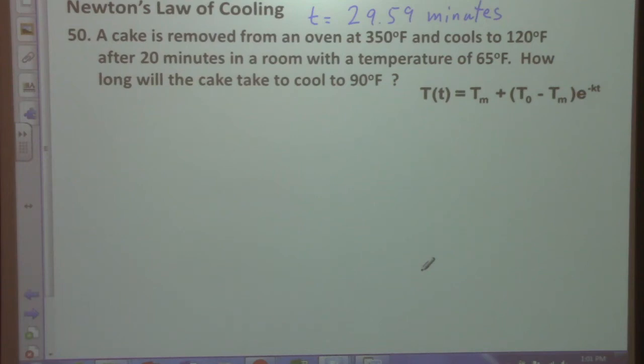Has anybody got to the answer yet? Almost. Just about. What you're going to find on your test Wednesday after next is a Newton's law of cooling problem, but it's going to be a lot easier than this, because you're not going to have to find a constant and go back and use the constant and all that.